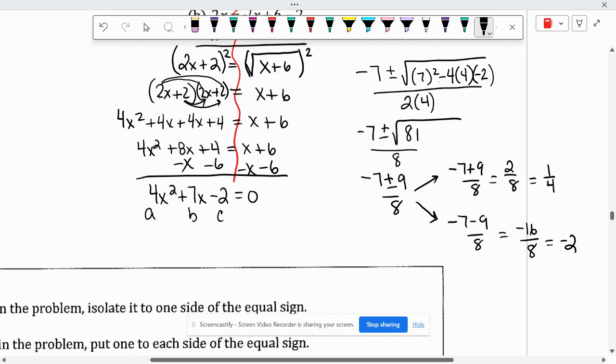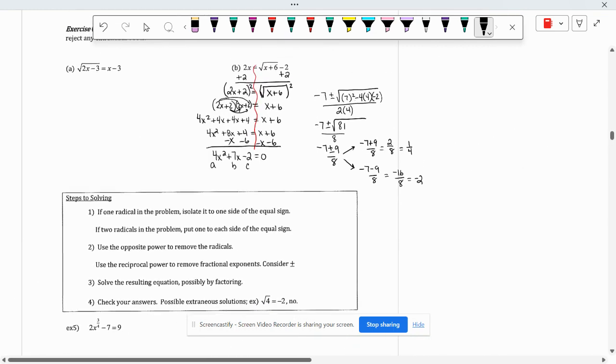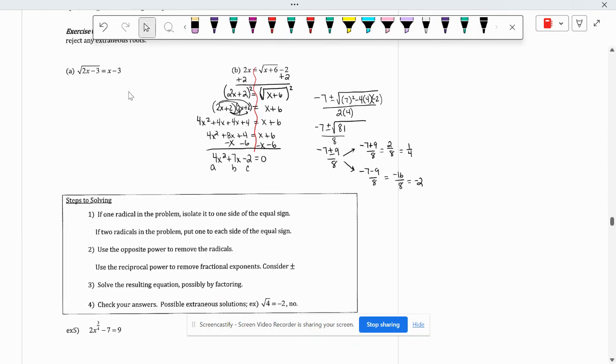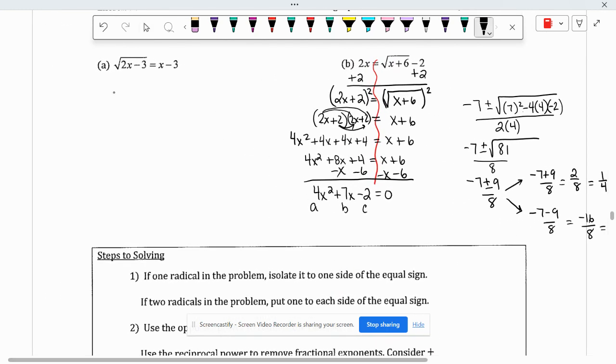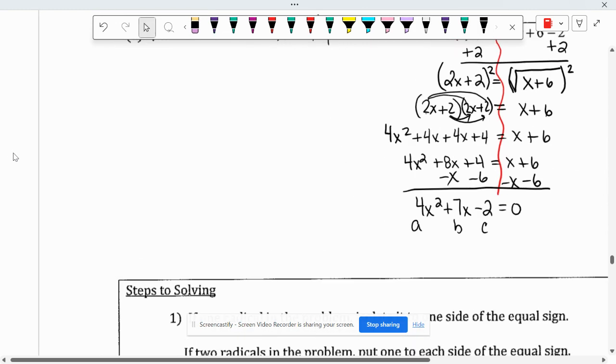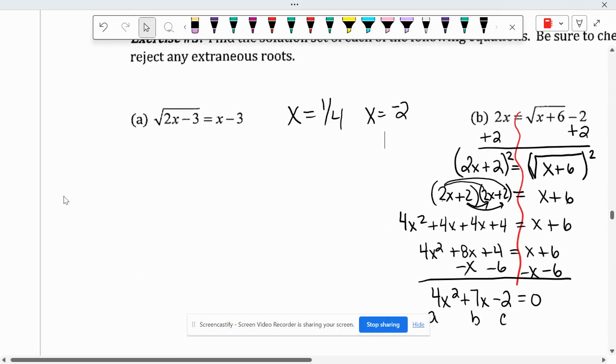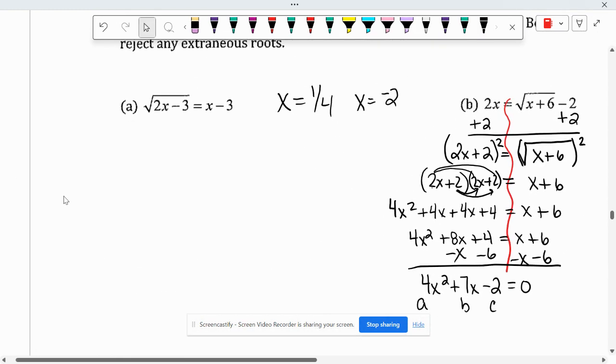We have to check. So we're going to do the check right here on this side. So my solutions are 1/4 and negative 2. Because one of these answers isn't going to work. A lot of times when you have a linear and a quadratic equation written together, you have what's called extraneous solutions. So let's try the 1/4.